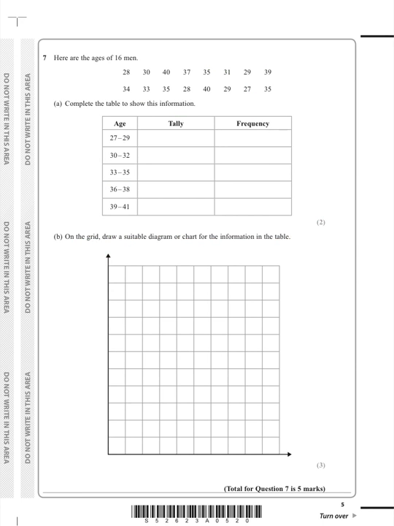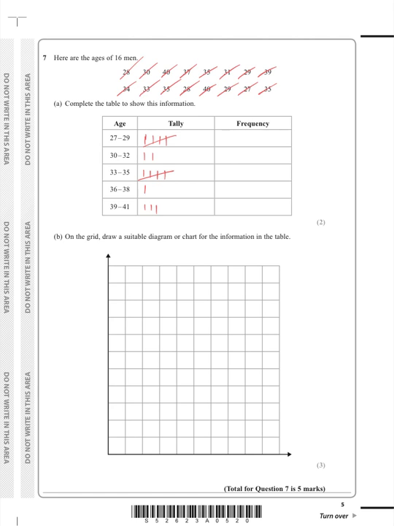Question 7. It gives you the ages of 16 men, and you have to complete the table to show the information. So we'll go through one of these at a time. So 28 would be in here, 30 and 40, 37, 35, 31, 29, 39, 34, 33, 35, 28, 40, 29, 27. Now be careful, you strike that through like that, so this should be a little bit larger here, so that's 5, and 35, again, strike that through, that's the tally.